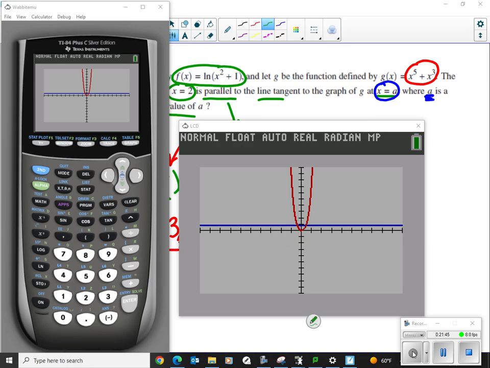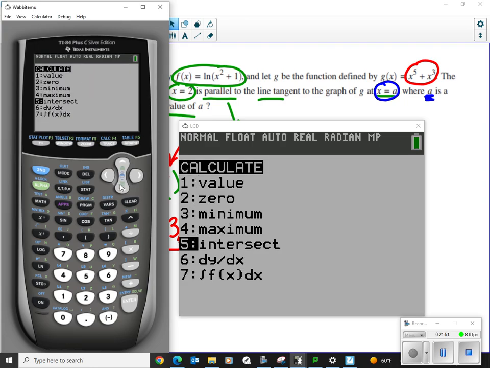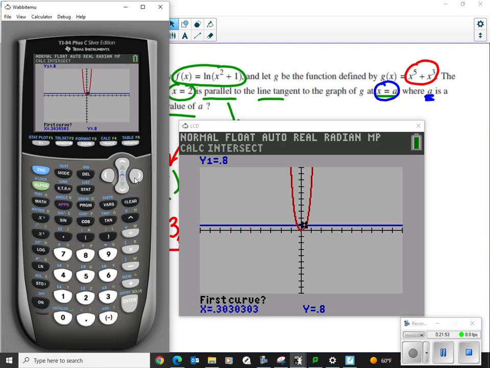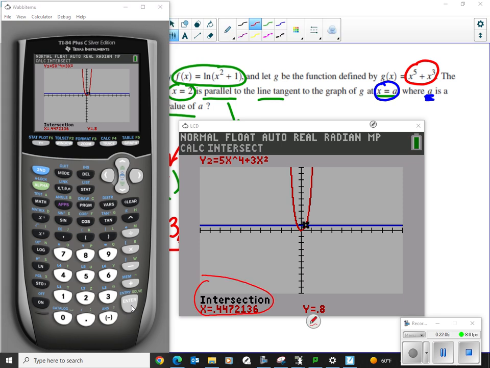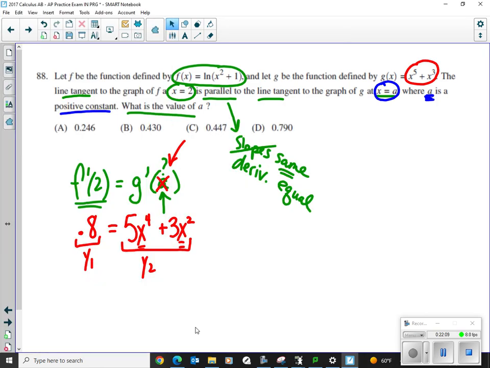And in order to do that, I go to second trace, and I want the intersection, which is 5. And I just put my little spider dude close to the intersection. That's what I call that thing, spider dude. And I hit enter 3 times. And I get 0.447. That 7 will stay a 7. It will not round. And right here, 0.447. Good to go.